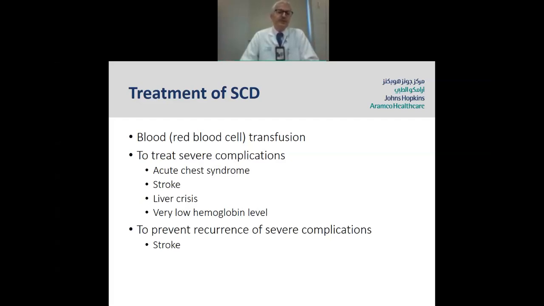Stroke, to prevent it and to treat it acutely. Liver crises, not the most common, but if they occur, they require blood transfusion. And of course, if there is severe drop in hemoglobin, even if there are no other things. So blood transfusion can be used to treat acute episodes and also to prevent recurrence, especially stroke.